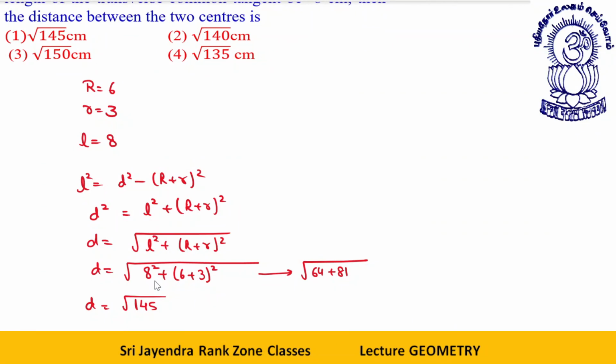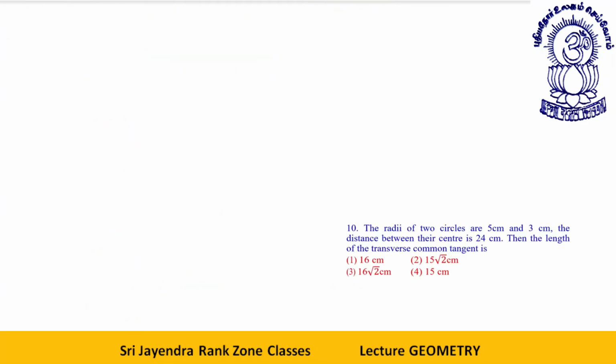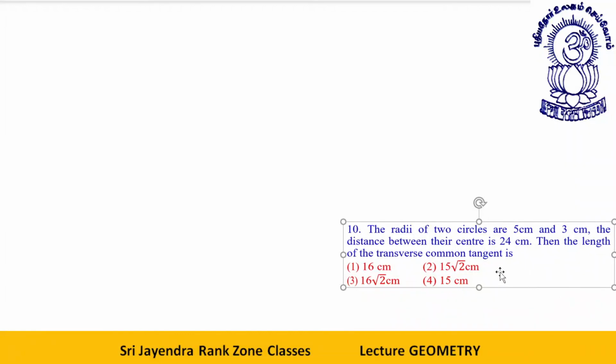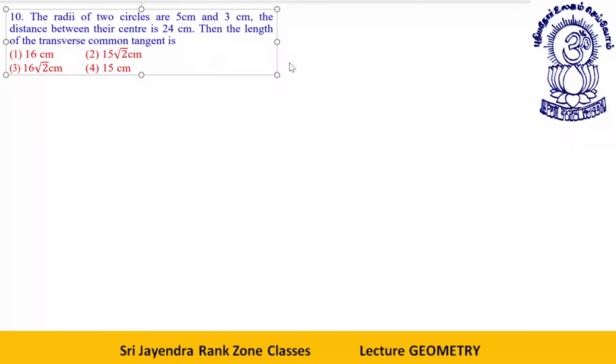Okay, dear students, let's proceed ahead. Clear now? You can have a look over it. Should I move to the next one? The radii of two circles are 5 and 3. Capital R 5, small r 3. Distance between their centers D is equal to 24.